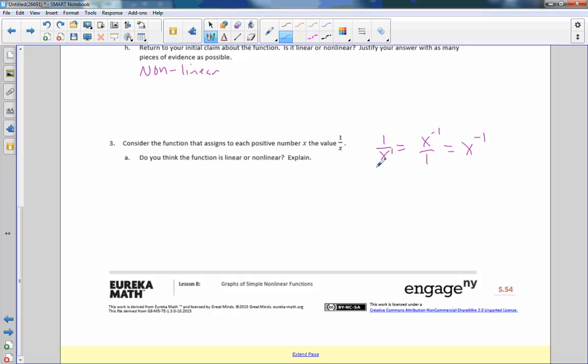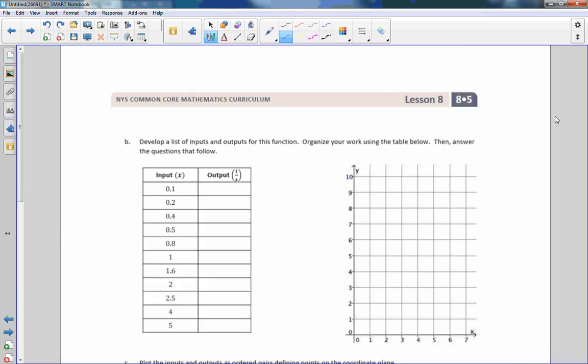So that equals x to the negative 1 power. So just by remembering that rule from Module 1, I would say this is non-linear because the exponent is negative 1 and not 0 or 1. Okay, now we're going to graph that.